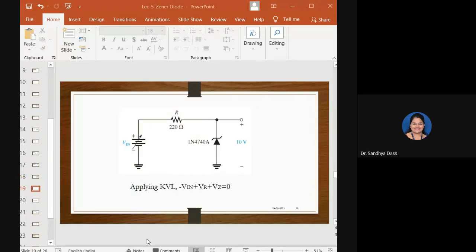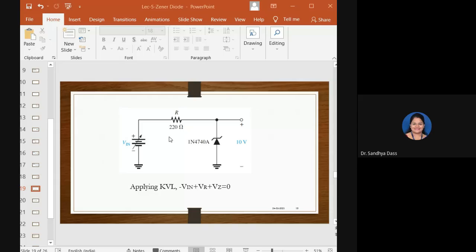Okay, fine. So now consider that circuit. Apply KVL here. Go in this direction. Apply KVL. Minus Vin plus I into R, or you can also take it as VR plus Vz is equal to 0. Am I right? Note down. I've already given there on the slide. Minus Vin plus VR plus Vz is equal to 0.